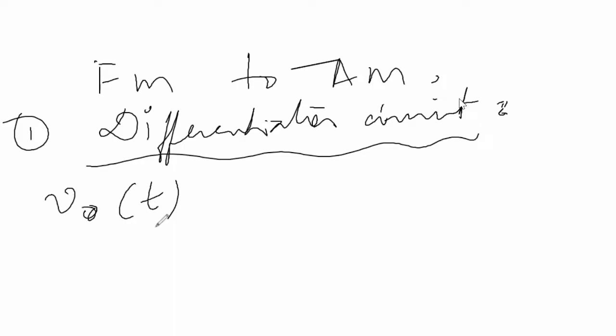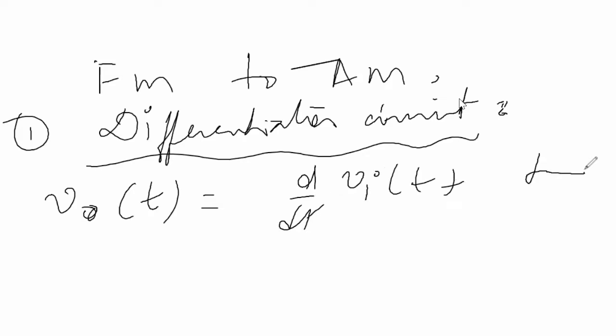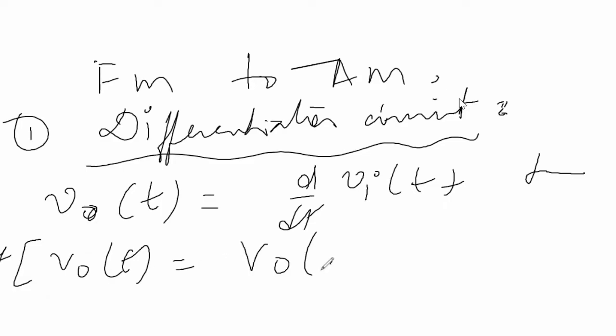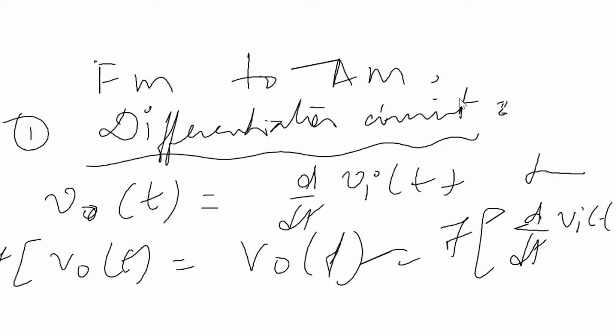V0 of the output of the differentiator is nothing but the differentiation of input, we already know. So now this is in time domain. If we apply Fourier transform and write it in F domain, then Fourier transform of V0 of t is nothing but V0 of F is equal to Fourier transform of d by dt of Vi of t. This is what we do, applying Fourier transform on both sides.